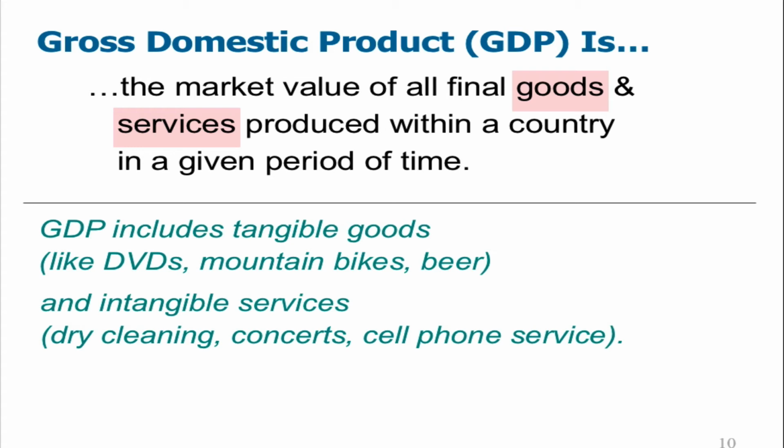Intangible services. The cleaning service, the nanny service, your cell phone service. You can't touch that Wi-Fi. You're touching the tangible good, the cell phone, but the service that comes to it, you can't. Go to a concert, you can't touch that music. I suppose you could run up and touch the movie theater screen, but you can't.